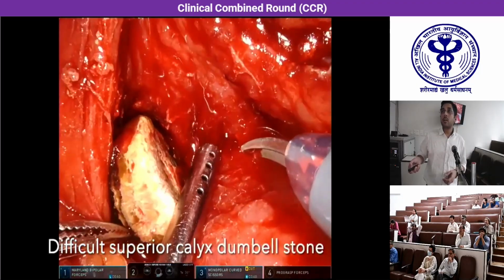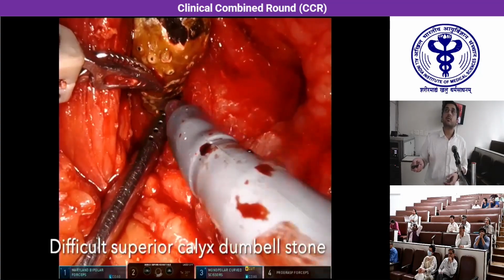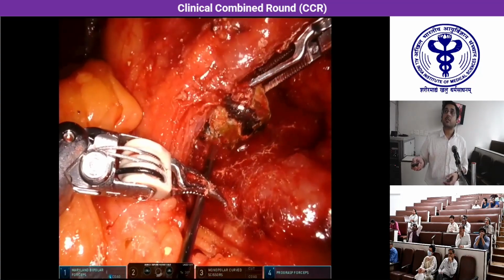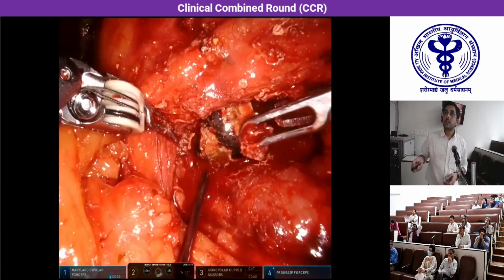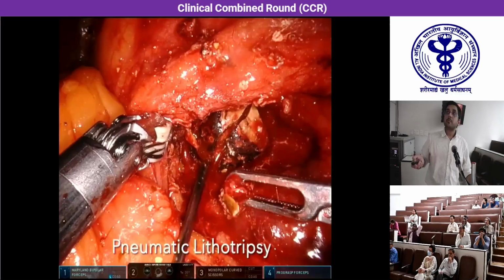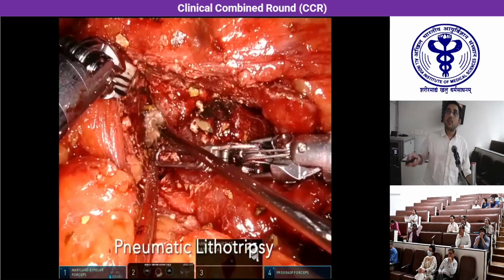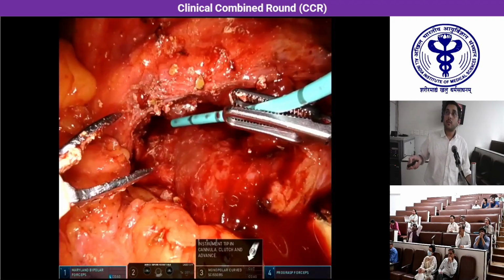So we had to employ innovative endourological maneuvers to take care of this stone. This is a pneumatic lithoclast that we are using to break the stone, and we usually use this in a PCNL or a bladder stone in endourology procedures. So we thought we'll use it in the robotic milieu as well.